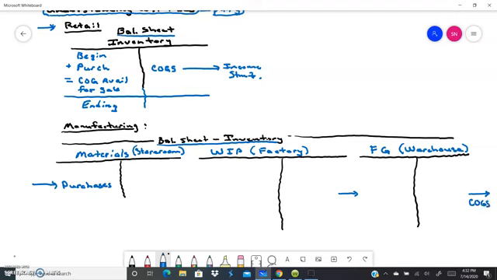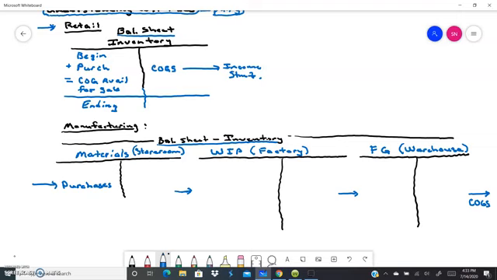So that's really the flow. Of course, materials are coming into work in process as well here. So that's really the flow of costs through the inventory accounts. Eventually, the sold units are now going to be part of cost of goods sold.